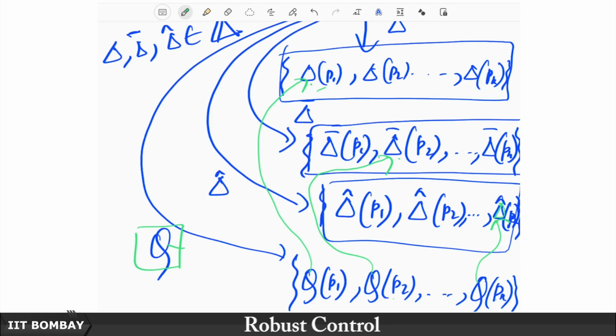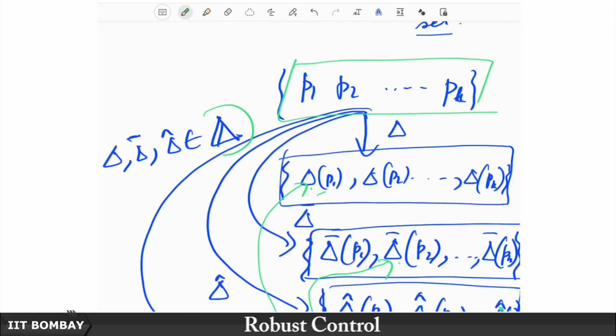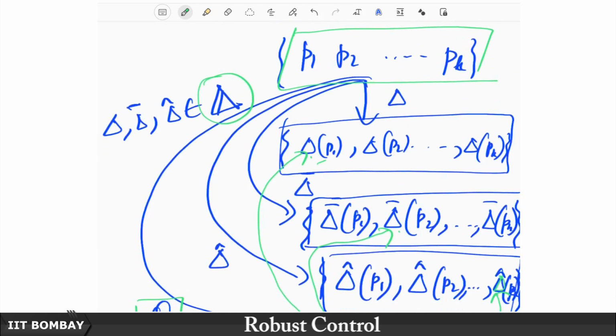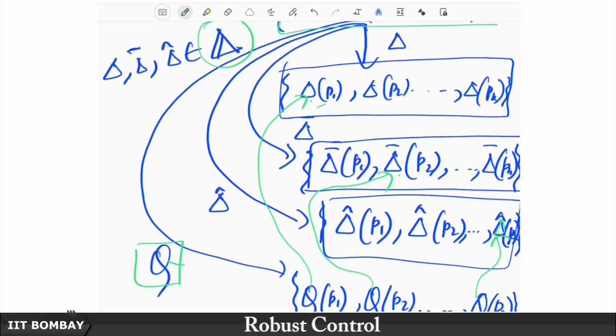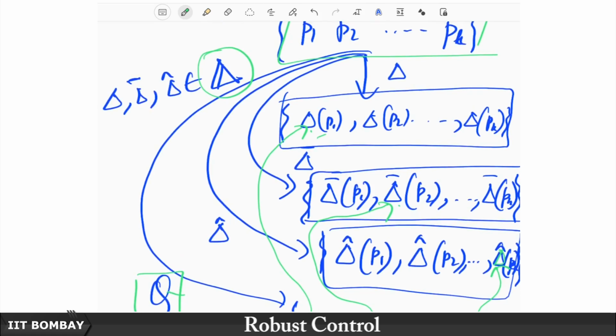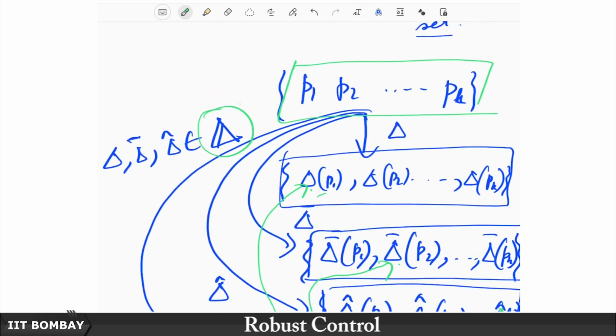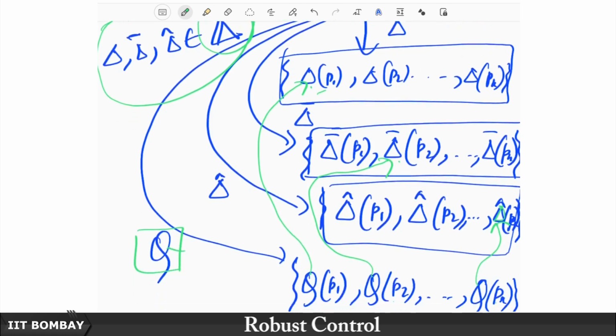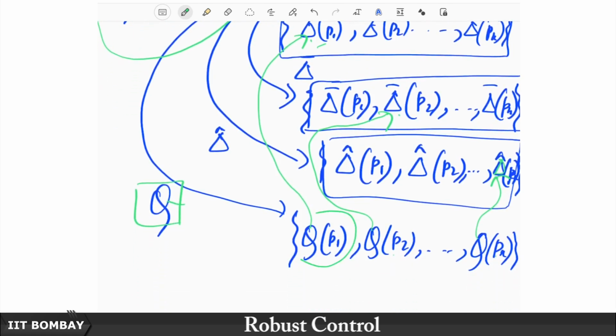So, the way I have constructed this set big delta, I am guaranteed that there exists some delta in big delta, maybe delta bar, maybe delta hat, which gives you equality. But the overall set of all behaviors contained in this big delta set is a much wider class of behaviors, no? Because when you hit P1 with Q, you only end up with getting one of these.